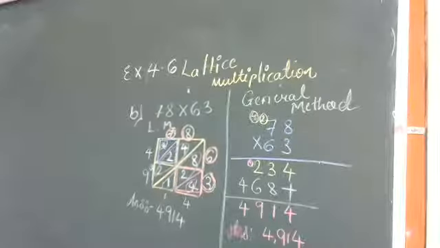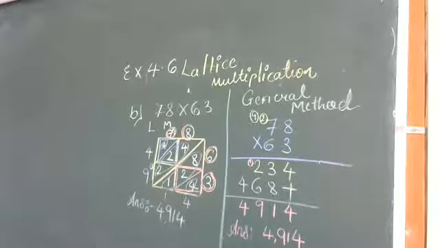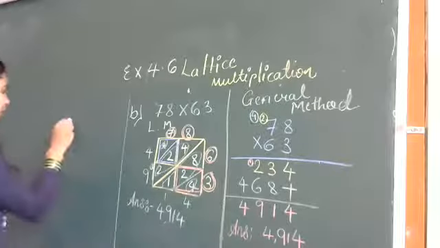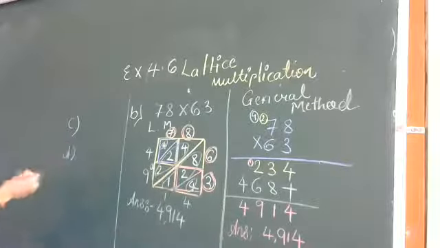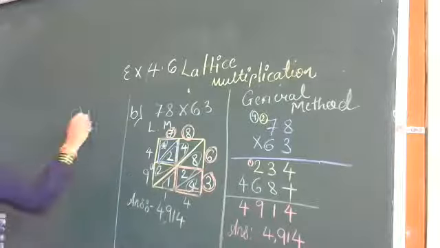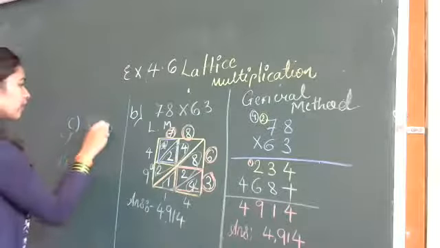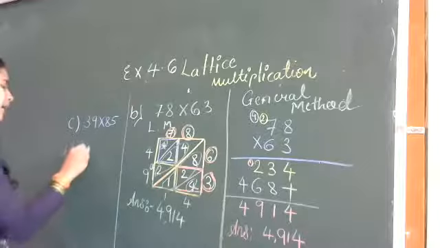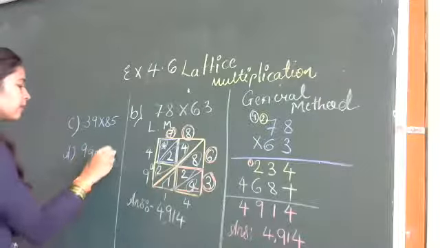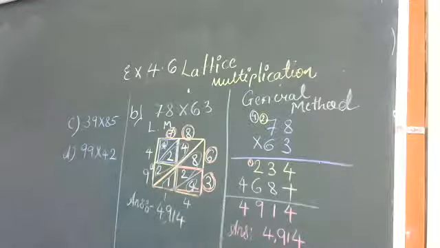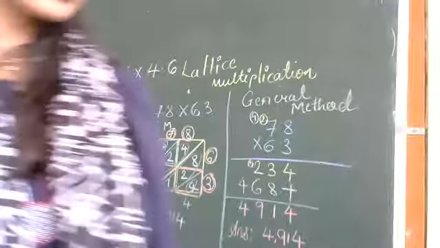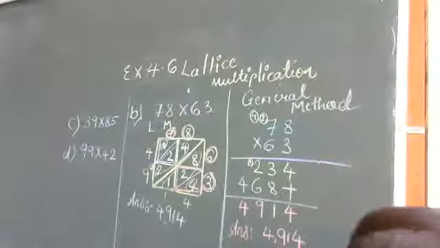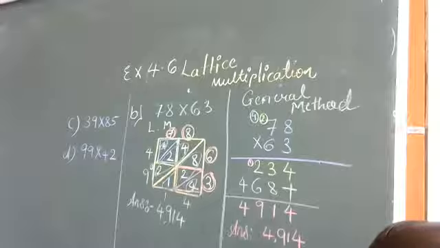Okay. Remaining there are two. You have to do those. This is the next, C and D, do as homework: 39 multiplied by 85 and 99 multiplied by 42. It is your homework. Okay, tomorrow I want the answers.